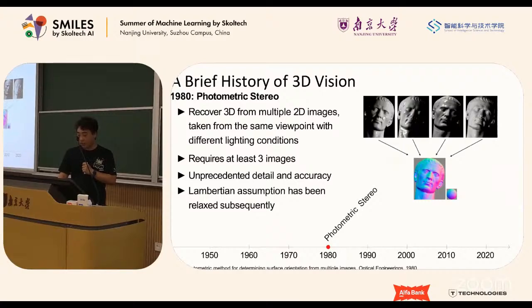Photometric stereo uses several images captured from the same viewpoint under different lighting conditions. With at least 3 known lighting directions, we can estimate the surface orientation at each pixel because the camera does not move. So differences between the images mainly reveal how the surface responds to light.